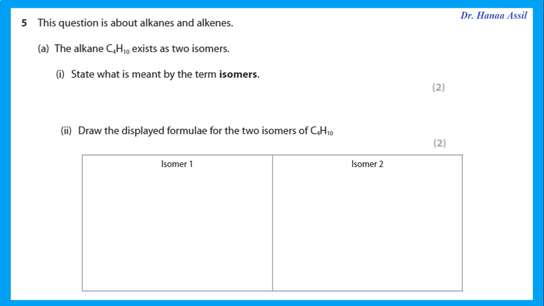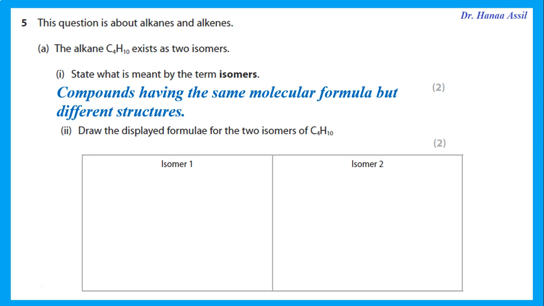So question 5 says, this question is about alkanes and alkenes. What is meant by isomers? You should know these definitions. Please learn them. Isomers are compounds, organic compounds actually, having the same molecular formula. And you should know that molecular formula means the same number of carbons, same number of hydrogens, and so on. So same molecular formula, but different what? You can either say different structures or different displayed formulas.